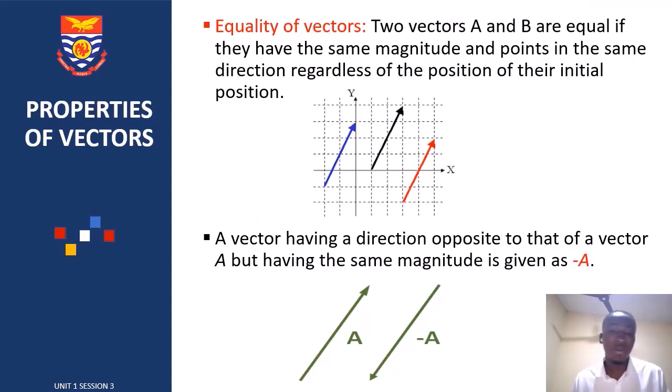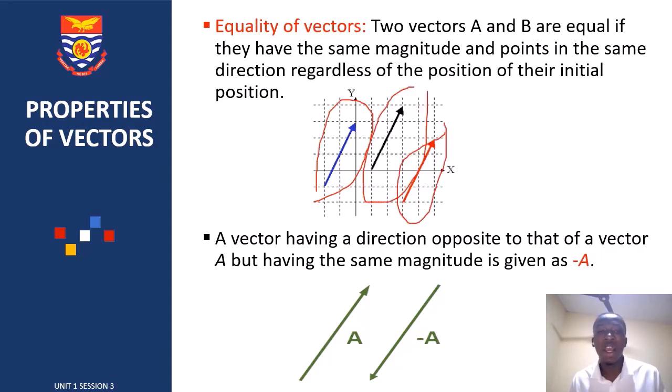Let's look at the properties of a vector, and here we'll be looking at 3 properties. The first property is the equality of vectors. 2 vectors A and B are equal if they have the same magnitude and they point in the same direction regardless of the initial position. So here we can say that the vectors drawn 1, 2, and 3 are equal because they are pointing in the same direction and they have the same magnitude, and where they start doesn't matter.